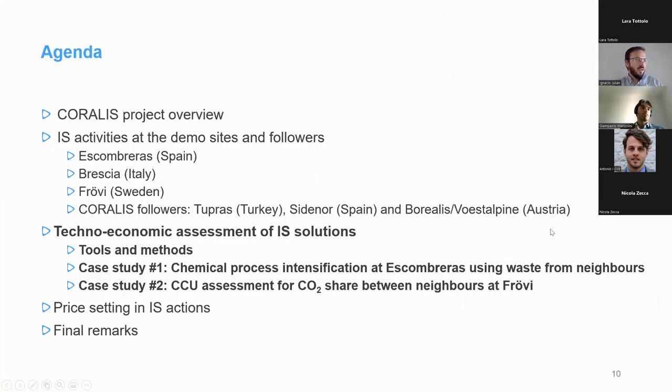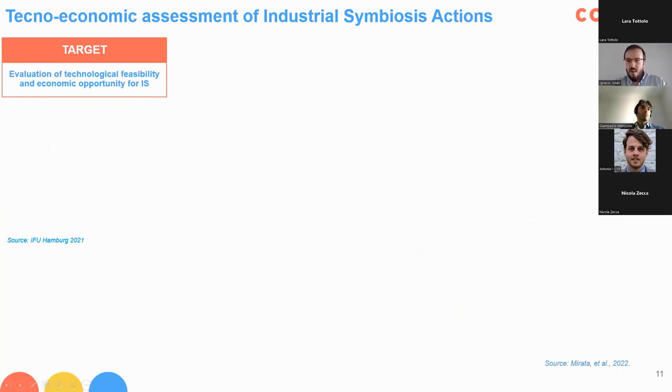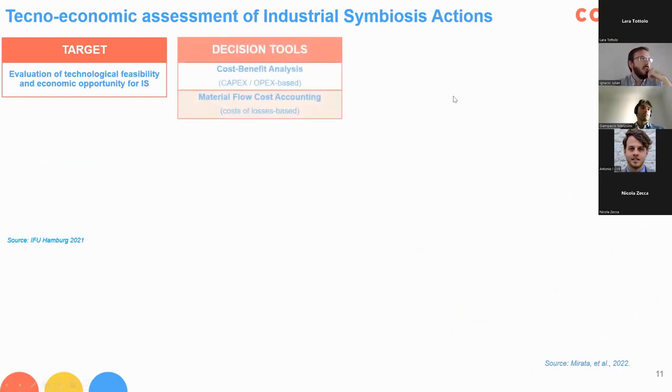Okay, so let's go to the core of the talk. As with any other techno-economic assessment, the assessment of industrial symbiosis actions aims to evaluate the technological feasibility and economic opportunities for industrial symbiosis. To that end, there is a wide variety of decision tools, which mainly end up in a cost-benefit analysis, as the one that was shown by Gianpaolo. So basically, the calculation of CapEx and OpEx of the technology implementation to carry out this technological change.